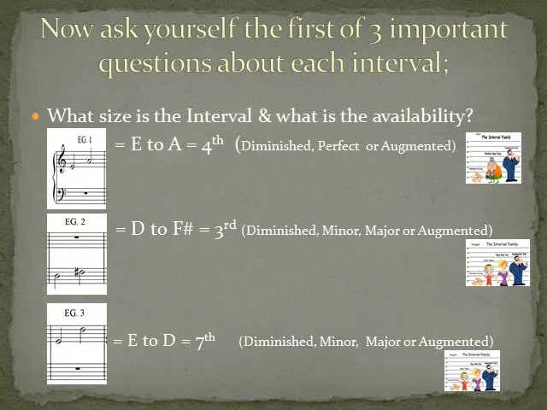Example 2, lower note D, upper note F sharp. Counting the letter names, it's a third. It can be diminished, minor, major, or augmented now, but it can't be a perfect.